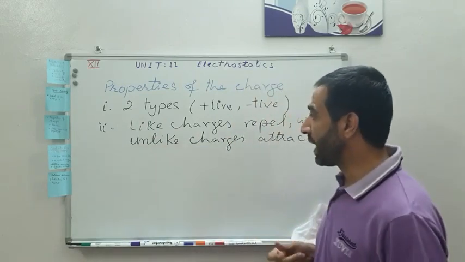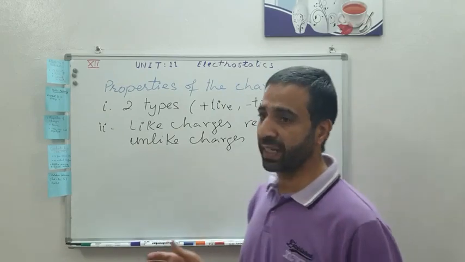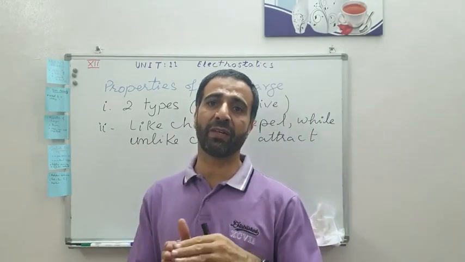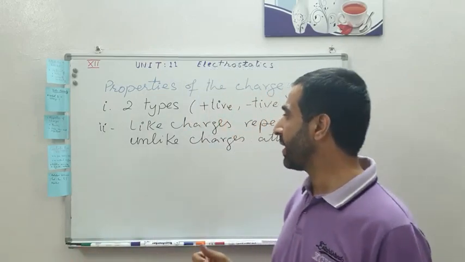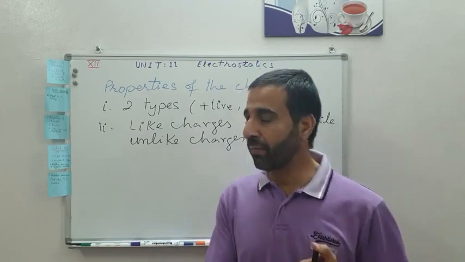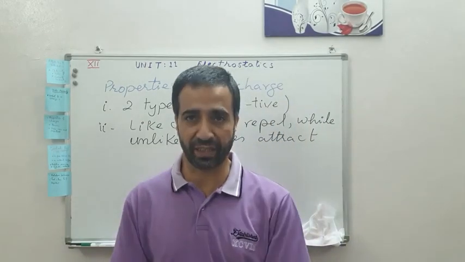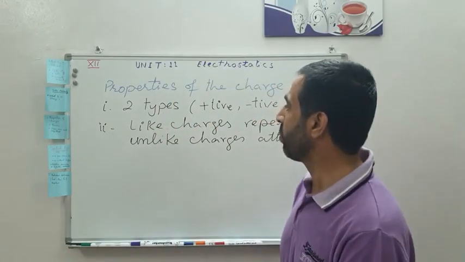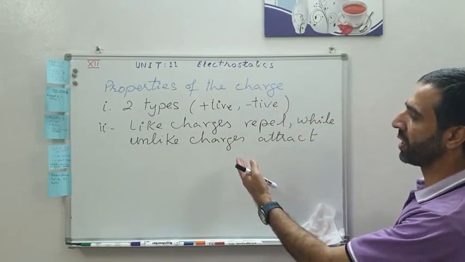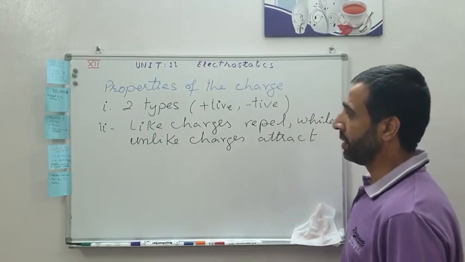each other. For example, there is the like charged body: a positively charged body and a positively charged body will repel, and negatively charged bodies will repel, but a positive and a negatively charged body will attract each other, right? So one is this thing, and this is the most common one. You have seen this 1,000 times.